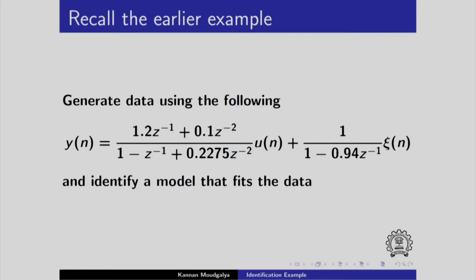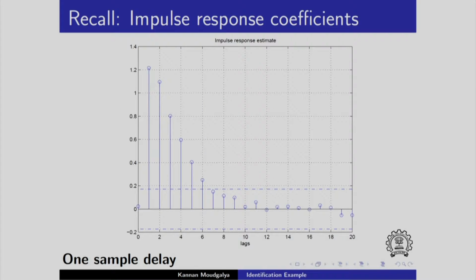Recall the earlier example, we already saw this about 2 lectures ago. We generated data using the following model with the intention to fit a model with the data. We determined the impulse response coefficients and we obtained one sample delay. It is 0 here, non-zero from lag 1 onwards.